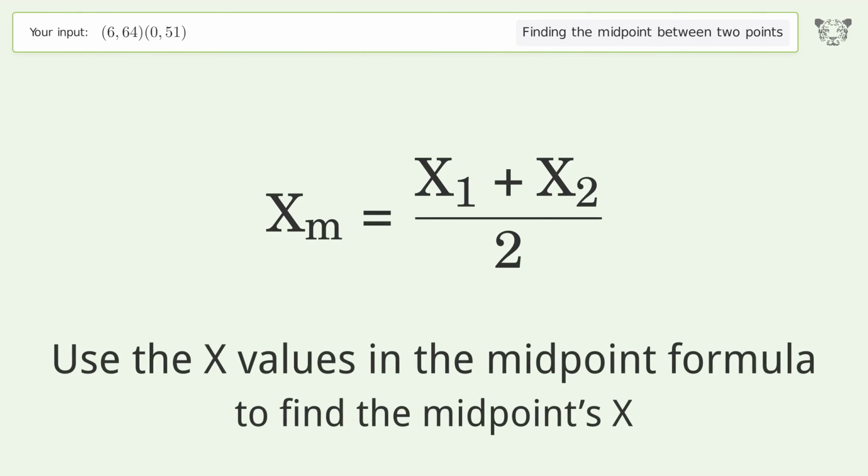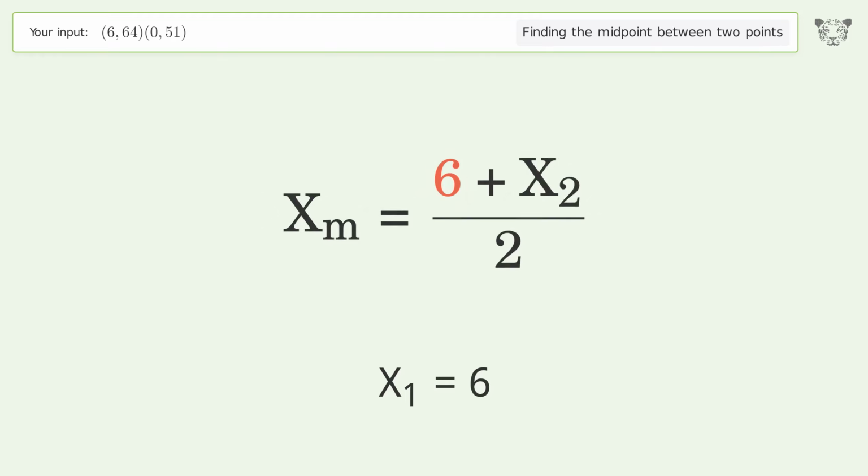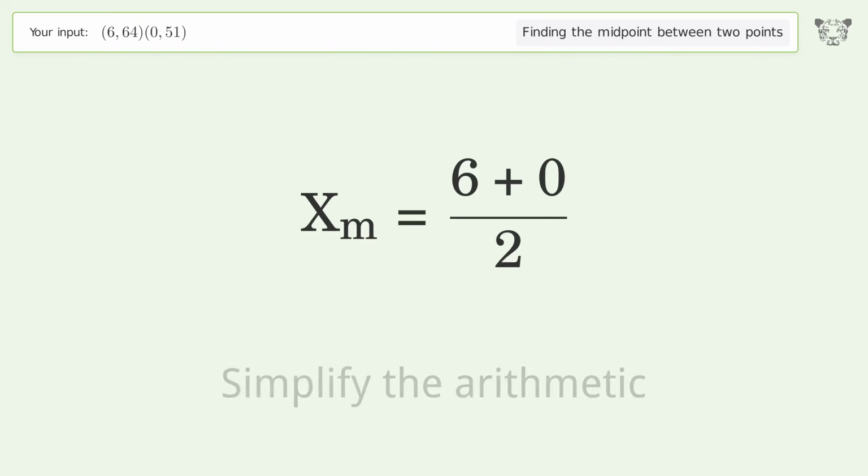Use the x values in the midpoint formula to find the midpoint's x. x1 equals 6. x2 equals 0. Simplify the arithmetic.